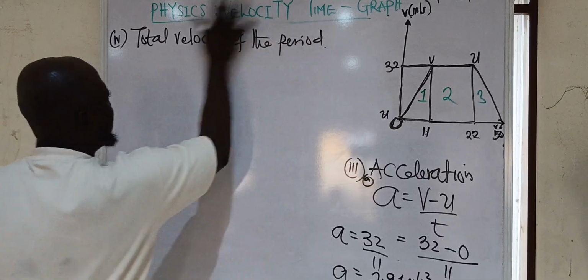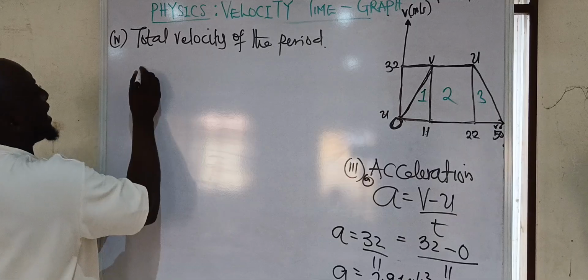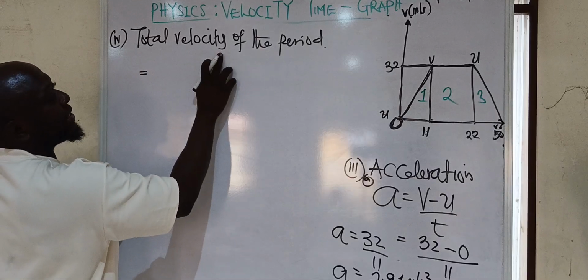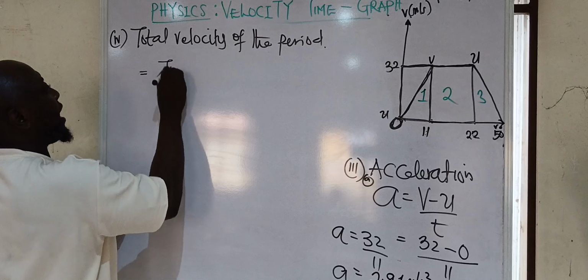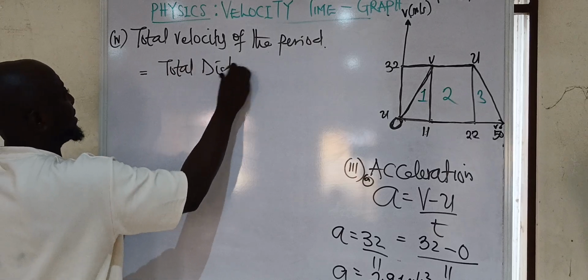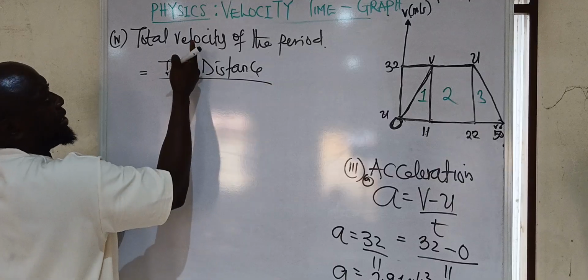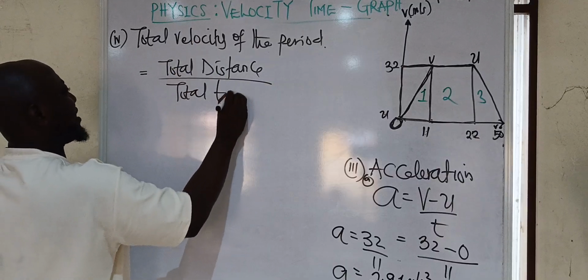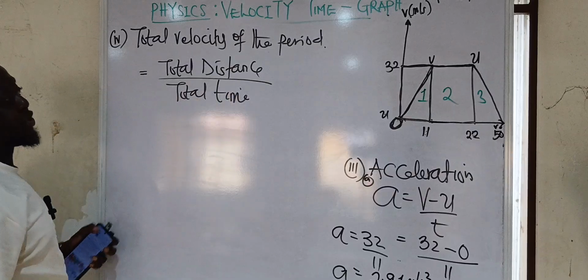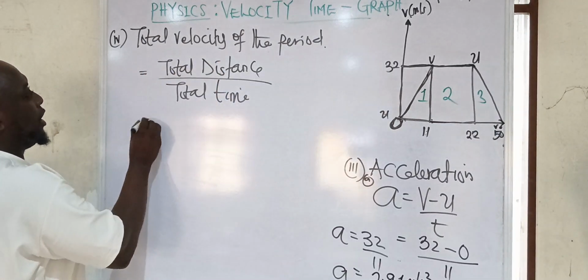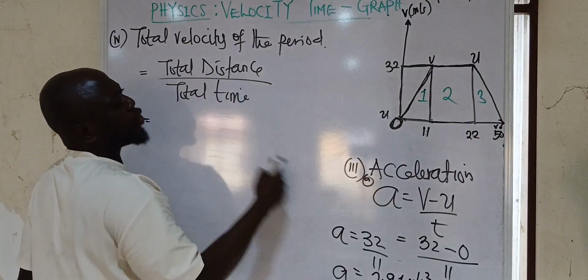So how do we do this? Since we're talking about velocity here, we want to calculate total distance and total time, because velocity is simply distance over time. That's the concept. So what do I have here as my total distance?